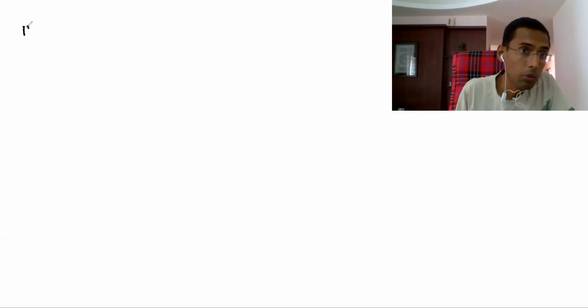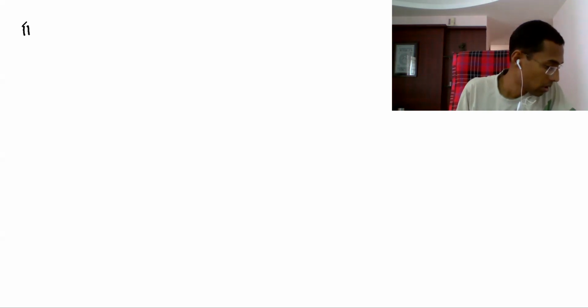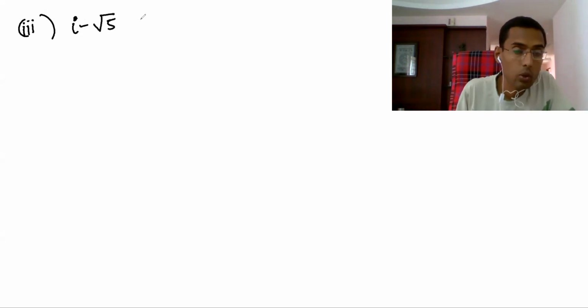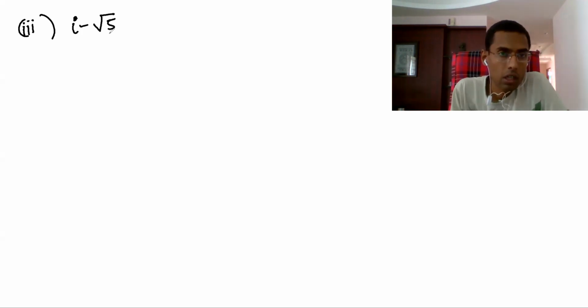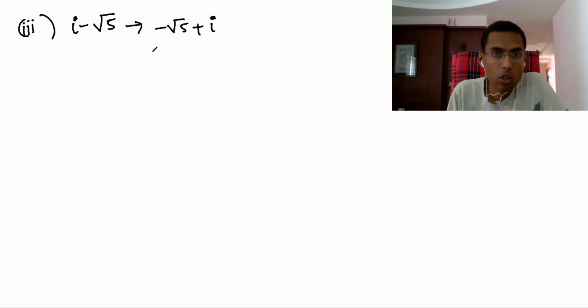One more example we take. One more question we take here. So here, third question: i minus root 5 is a root. Only one root is given, and we have to find the equation. So now, I'll write this in another way: minus root 5 plus i. So its conjugate is minus root 5 minus i.